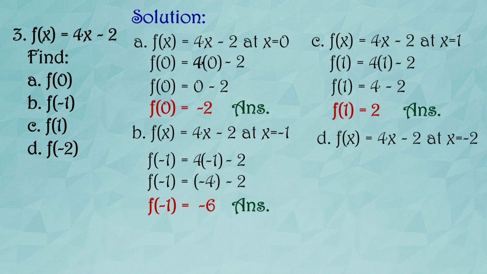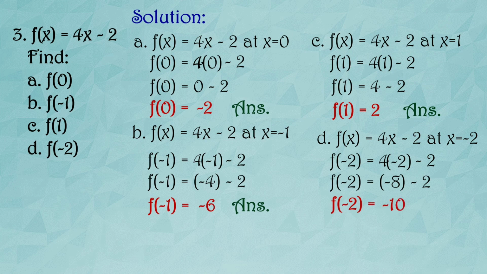And letter D, f of x equals 4x minus 2 at x equals negative 2. We replace x with negative 2. So, 4 times negative 2 is equal to negative 8. Negative 8 minus 2 is negative 10. The value of the function at x equals negative 2 is equal to negative 10.